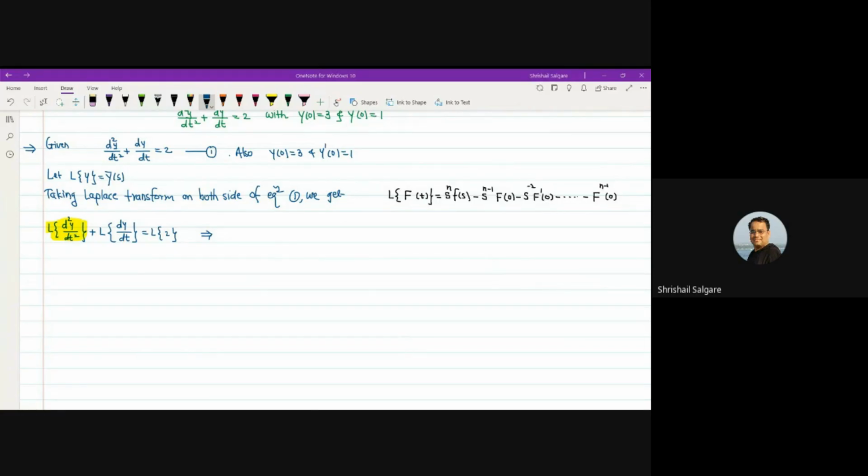Smith, can you tell what is the order of the derivative? Two. That means you have to start with s square into y bar of s. Next, s raised to 1; you have to reduce the power of s. And here you have to take y of 0 minus y dash of 0. So this is the Laplace transform for the first term. Is it clear?